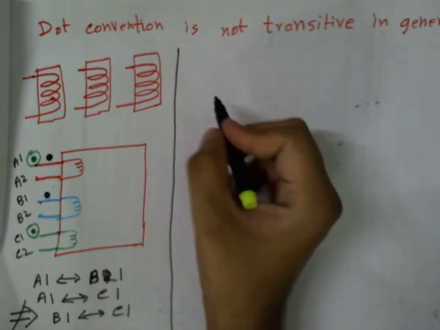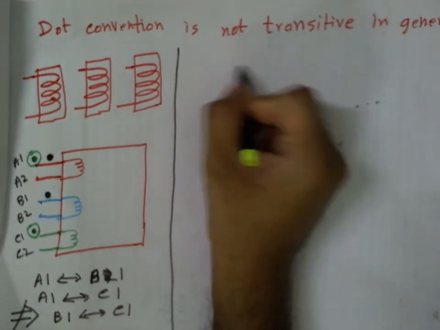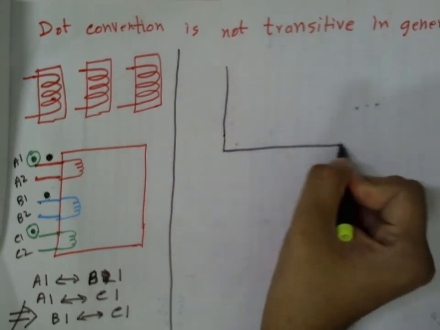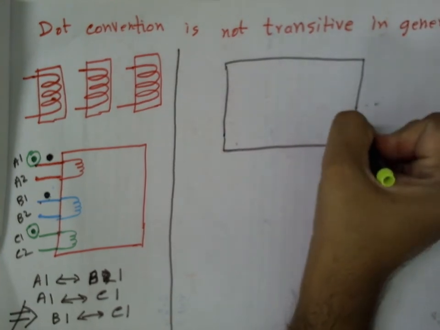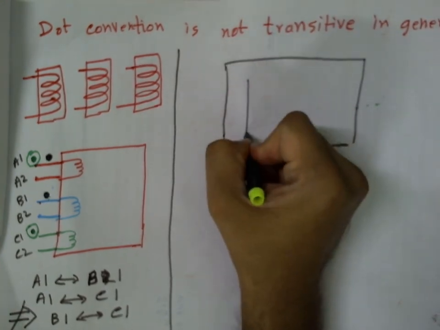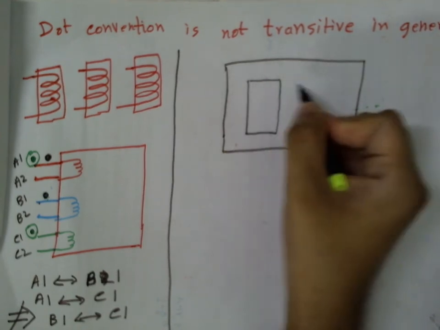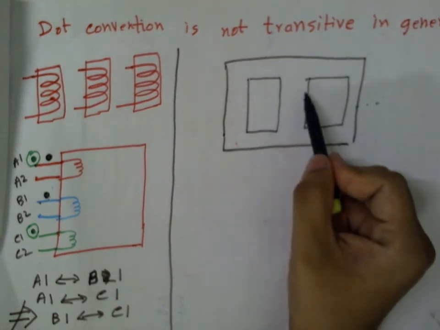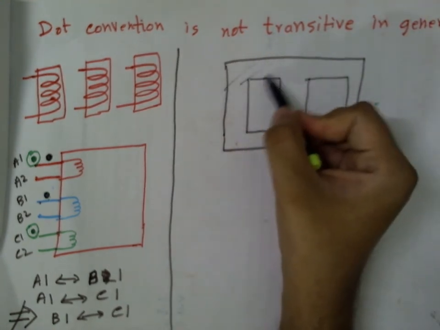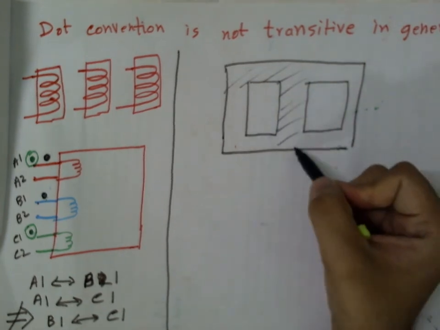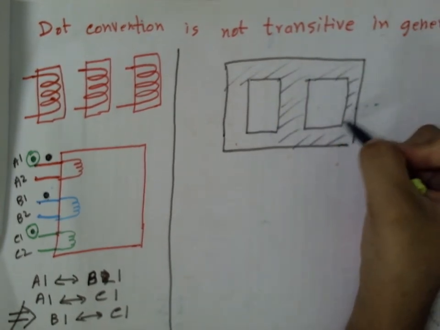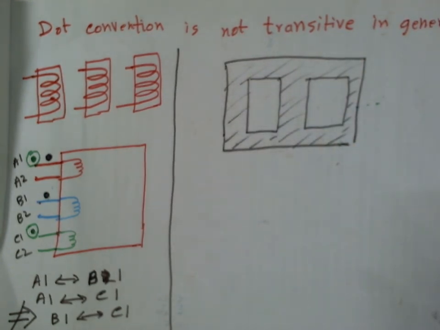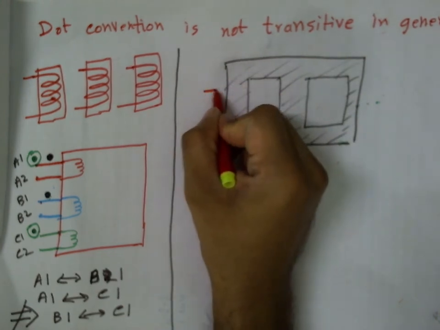So here is the example. Let's consider a core like this, a three-phase transformer. Okay. So we have a magnetic core like this. So this is the core. So this part is the magnetic material, the iron core. Okay. And we have three coils wound on it like this.